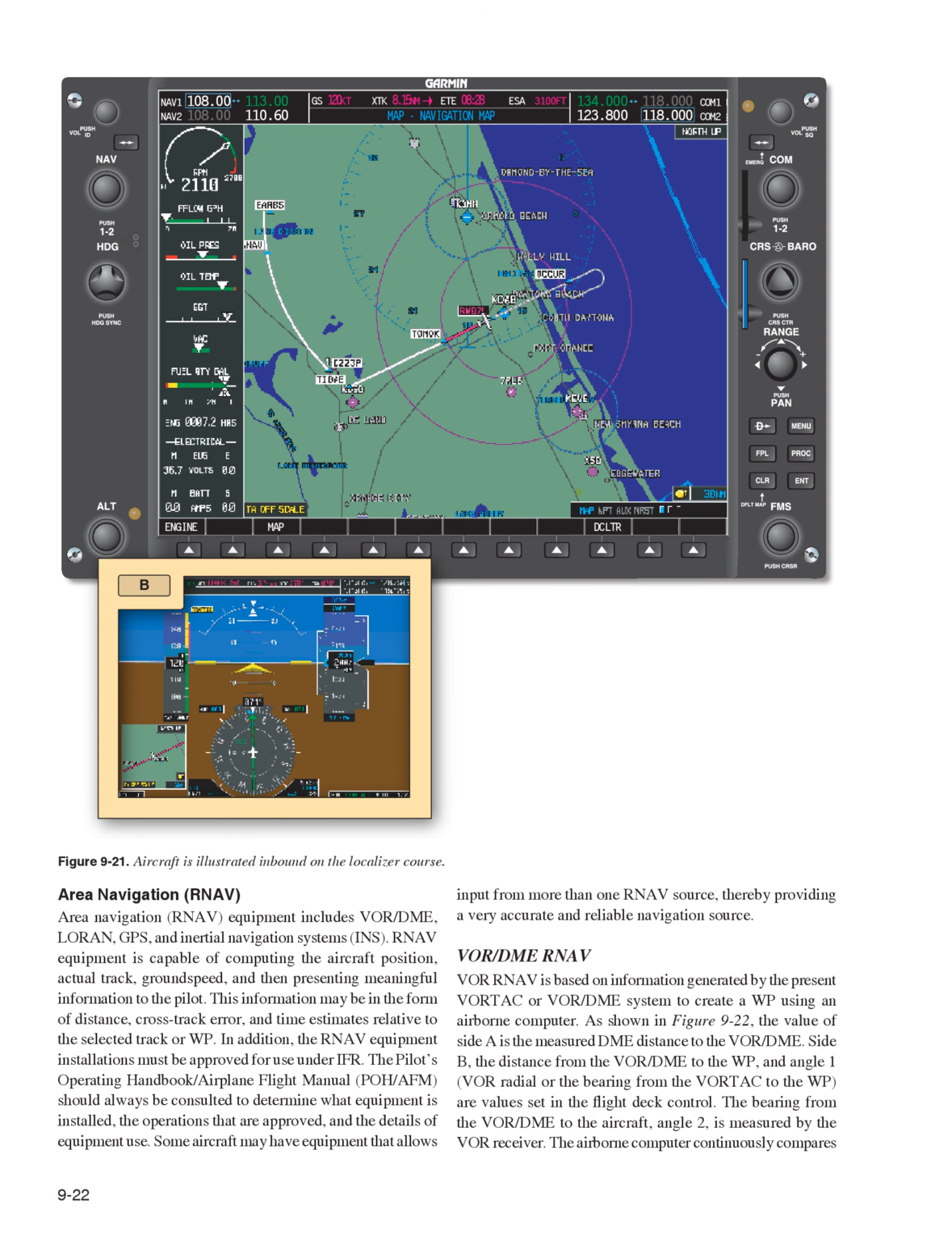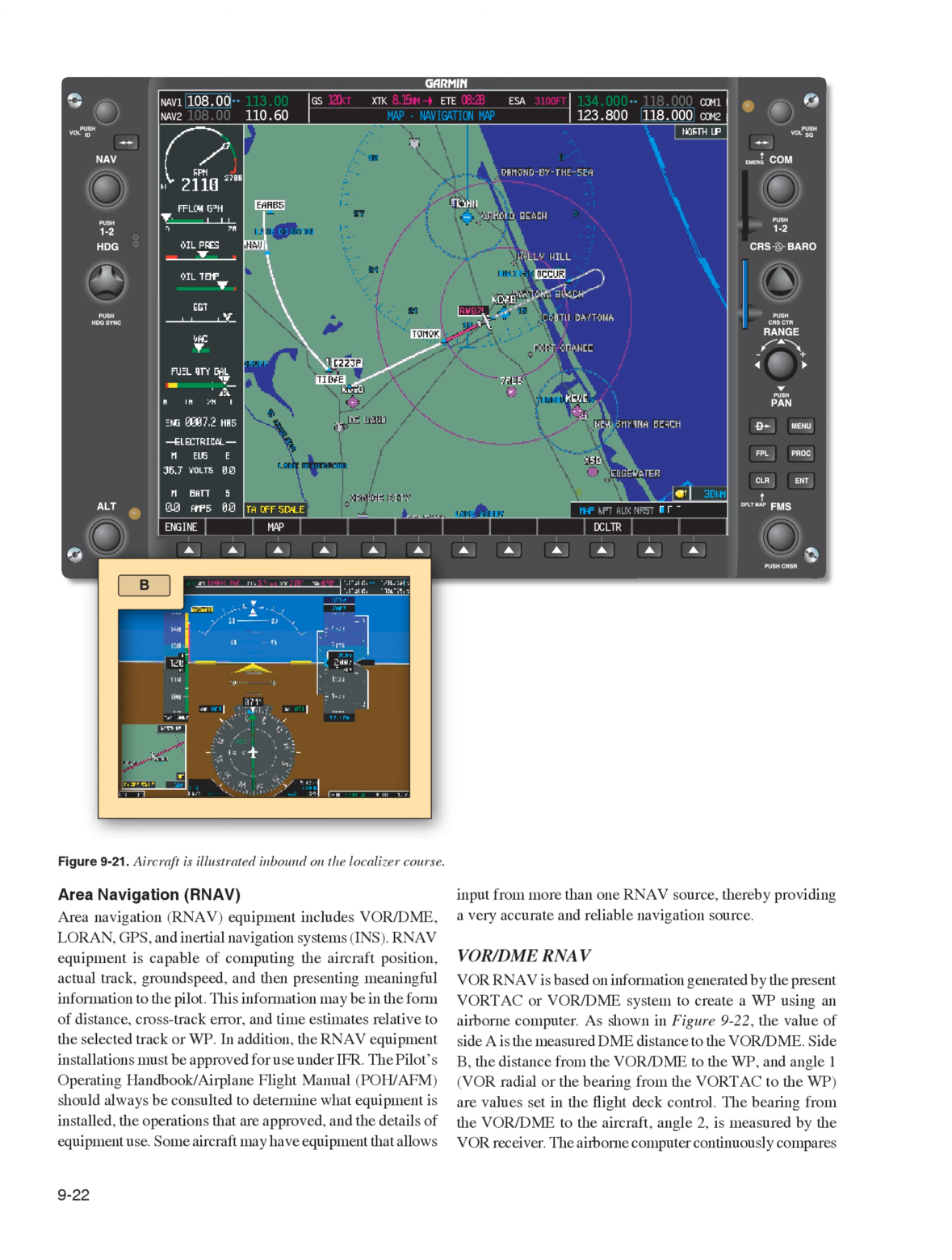As shown in Figure 9-22, the value of Figure 7-18c. Localizer interception from DME arc. Side A is the measured DME distance to the VOR/DME. Side B, the distance from the VOR/DME to the WP, and angle 1, VOR radial or the bearing from the VORTAC to the WP, are values set in the flight deck control. The bearing from the VOR/DME to the aircraft, angle 2, is measured by the VOR receiver.